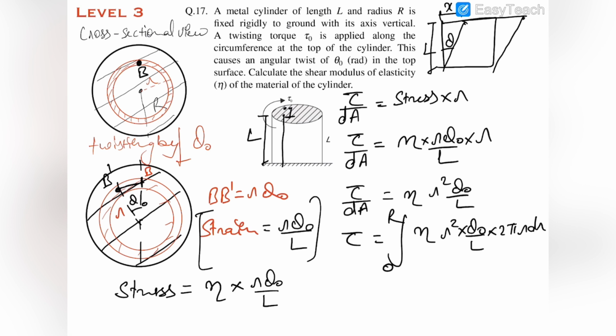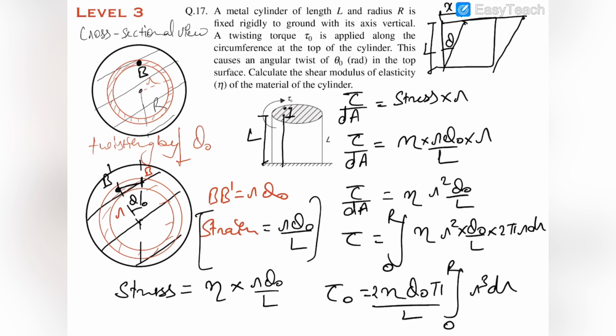Now you can see that the total torque is equal to tau naught, which we have applied because this cylinder is twisted very slowly. So eta theta naught pi into 2 divided by L. I am taking out all the constants, which is eta theta naught 2 pi by L, and inside the integration it is r cube dr. The limit of r would be from 0 to R, and therefore the expression will be tau naught equal to 2 eta theta naught pi by L.